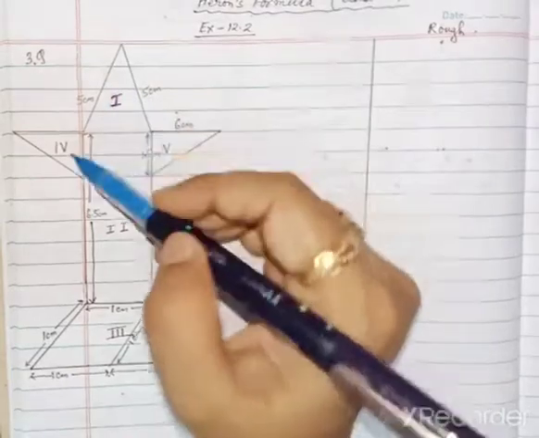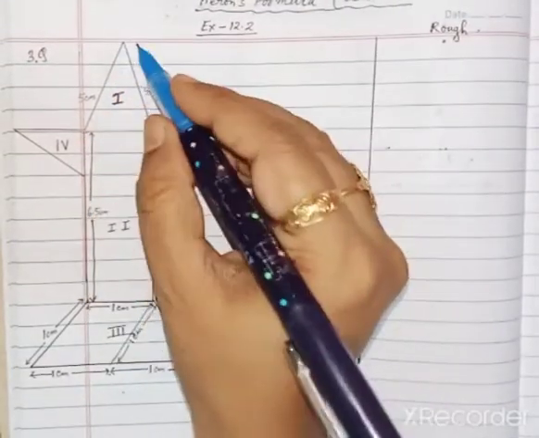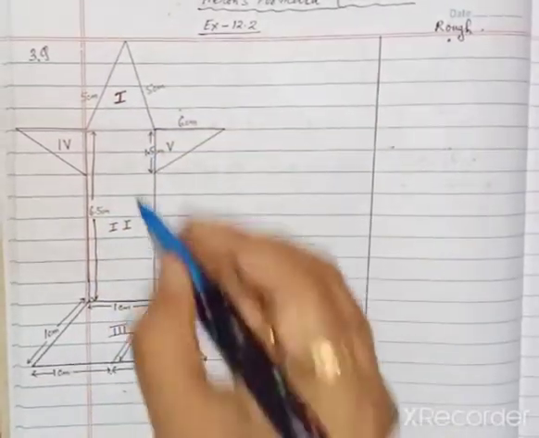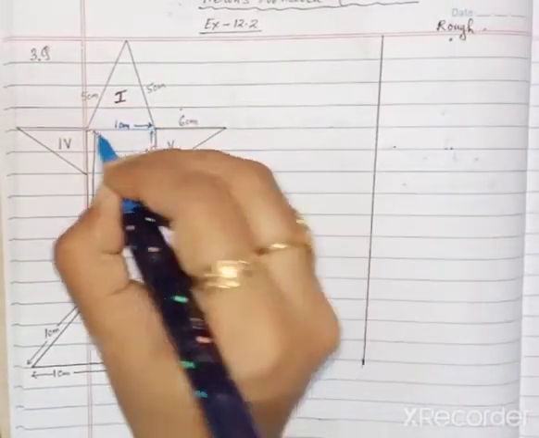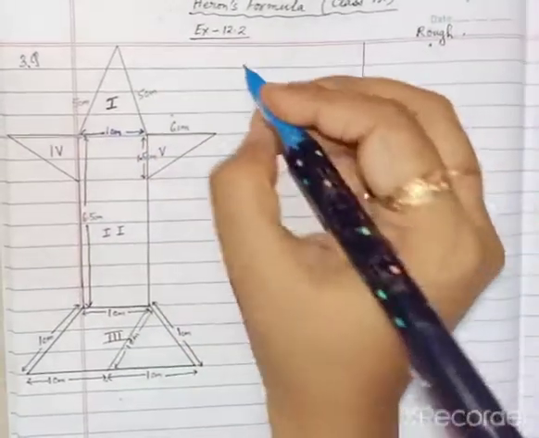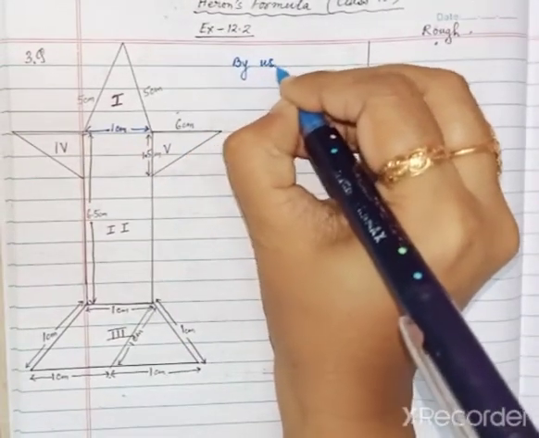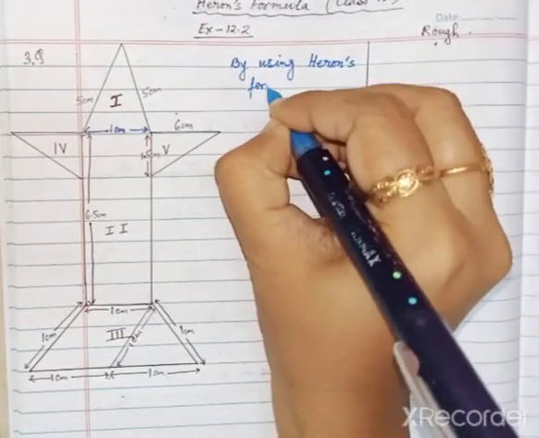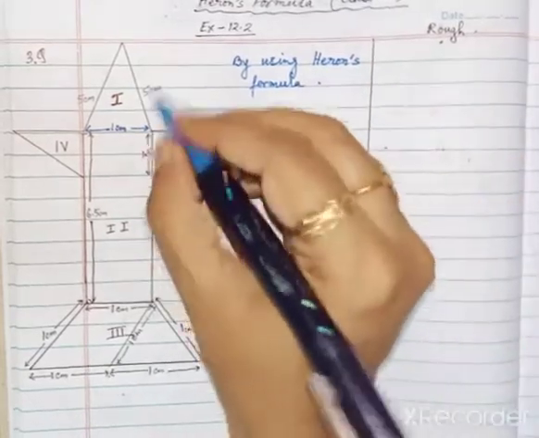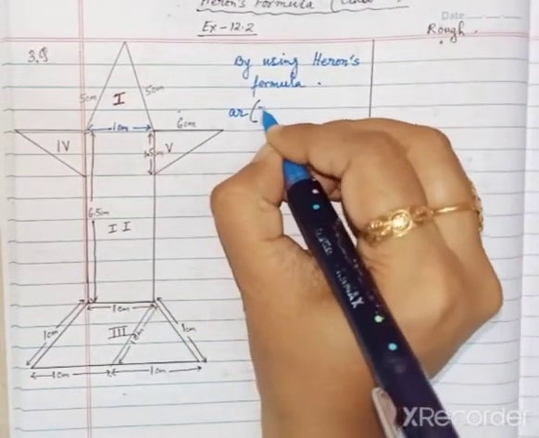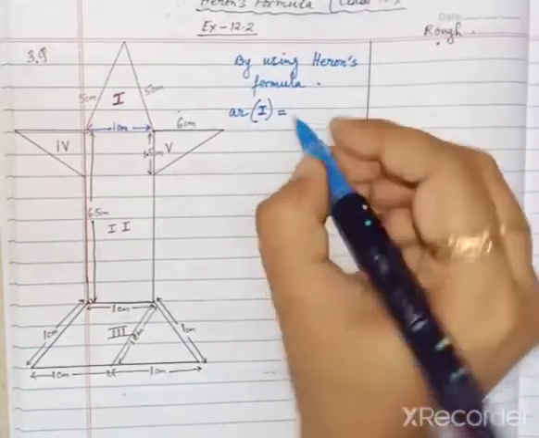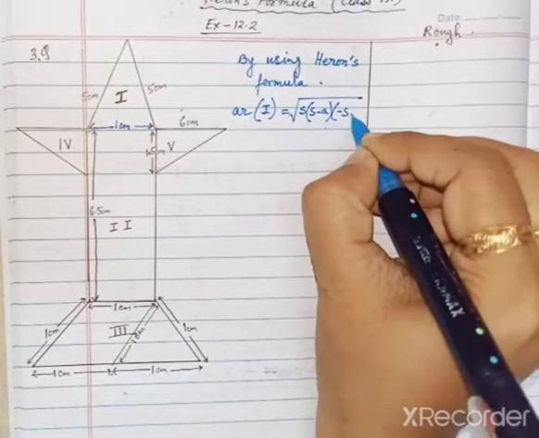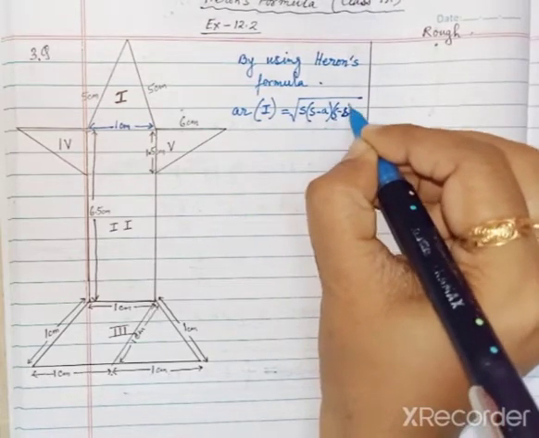In part 1, we can see that this is an isosceles triangle, with two equal sides of 5 centimeter, and since this is 1 centimeter, the base is 1 centimeter. So by using Heron's formula, we can find out the area of the isosceles triangle, that is the area of part 1: root over S, S minus A, S minus B and S minus C.